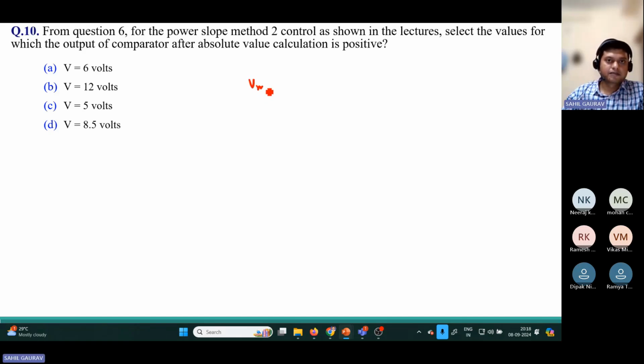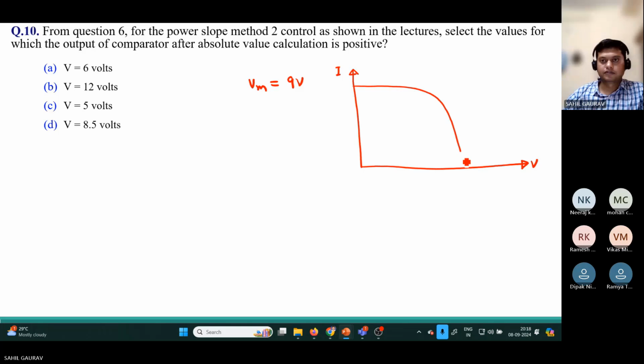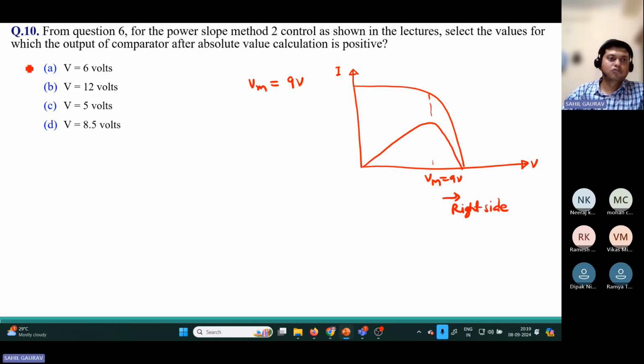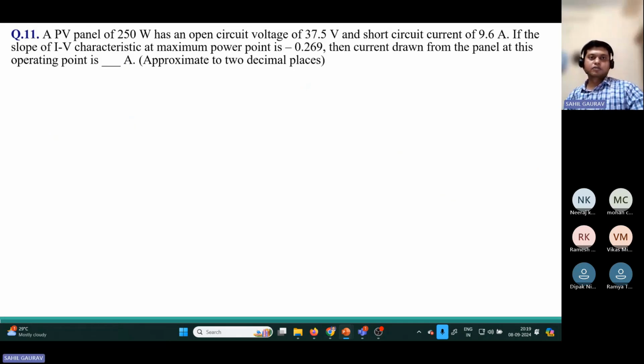And we are given the maximum power voltage as 9 volt. So we have to see the right side. Vm is given as 9 volt and the slope is positive at the right side. So only one option is greater than 9 volt, which is 12 volt. So B option is correct, and all the other values are less than 9 volt. So A, C, D are incorrect options. Now let us see the next problem.